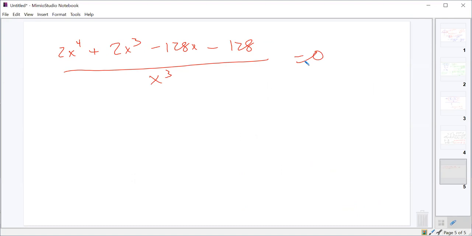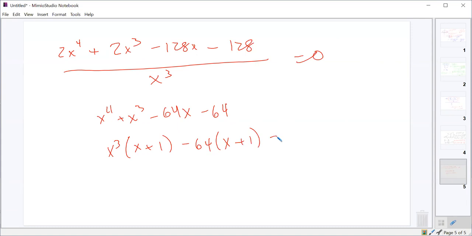So when is the numerator equal to 0? You can divide them all by 2 to give yourself X to the 4th plus X cubed minus 64X minus 64. And this can be factored by grouping. So this becomes X cubed times (X plus 1) minus 64 times (X plus 1), or (X cubed minus 64) times (X plus 1) equals 0. So X equals 4 or X equals -1. And -1 doesn't make a lot of sense. Only X equals 4 does.